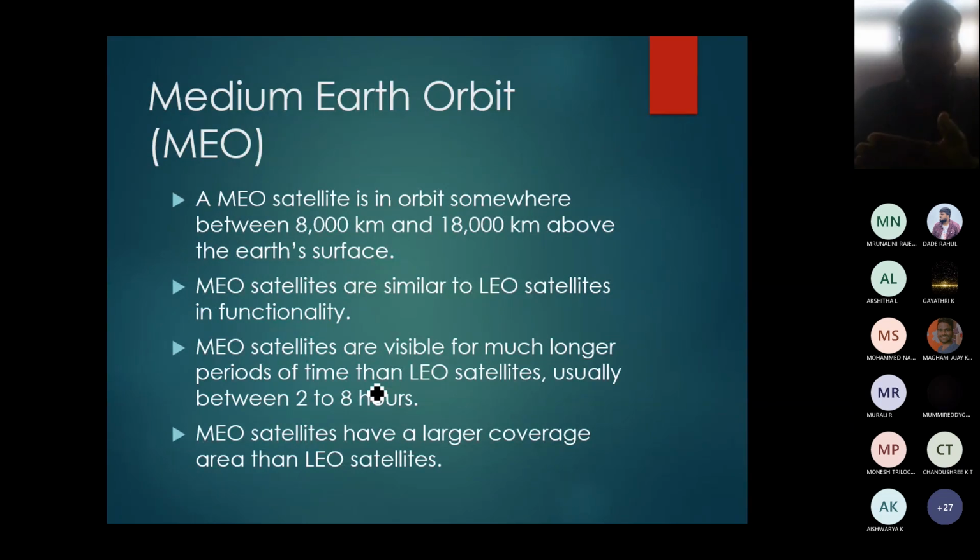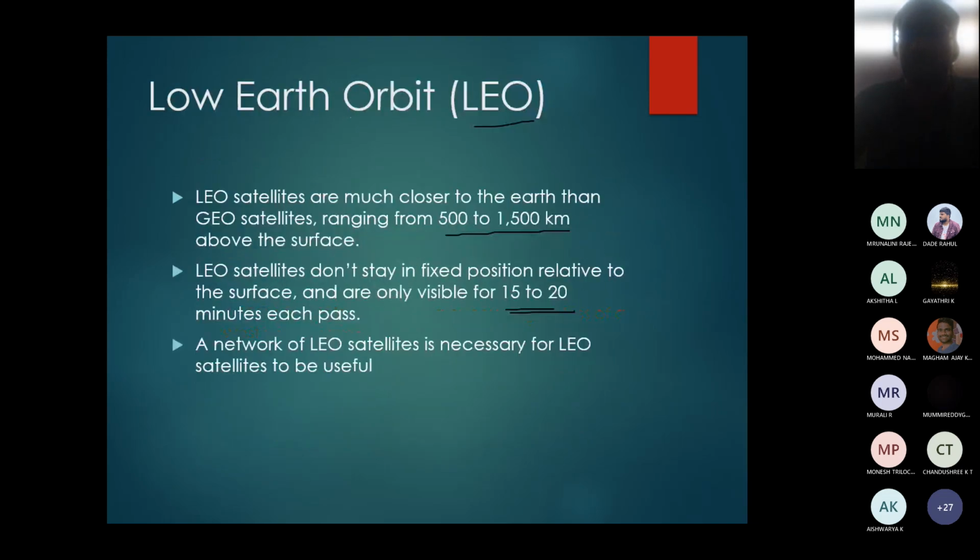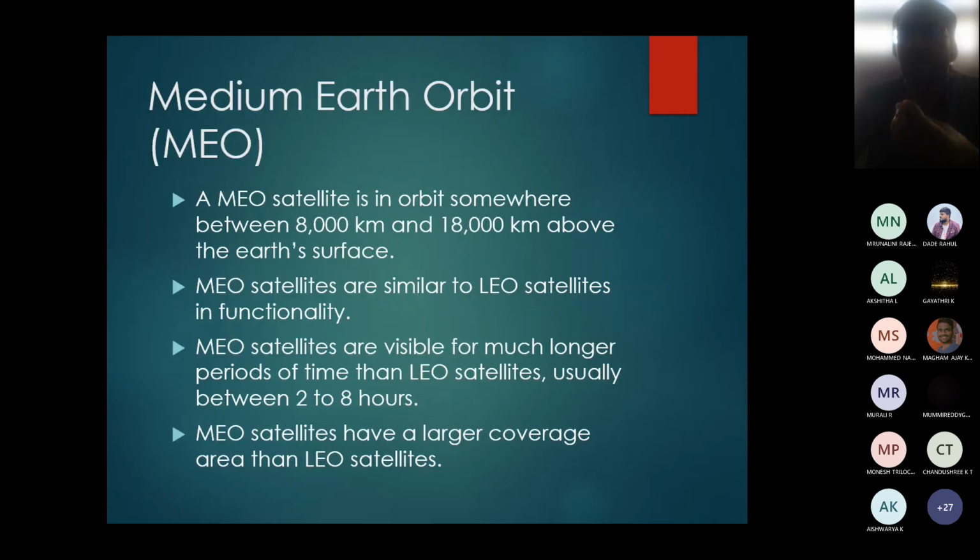Okay, and these medium Earth satellites remain visible for 2 to 8 hours. As we have discussed, the low Earth satellites remain visible for 15 to 20 minutes from any point on the ground surface. But these MEO satellites can remain visible for 2 to 8 hours.